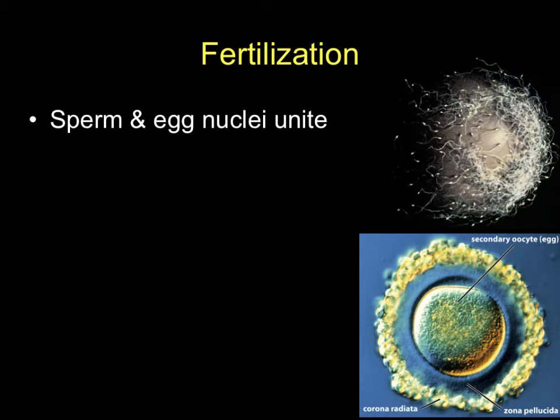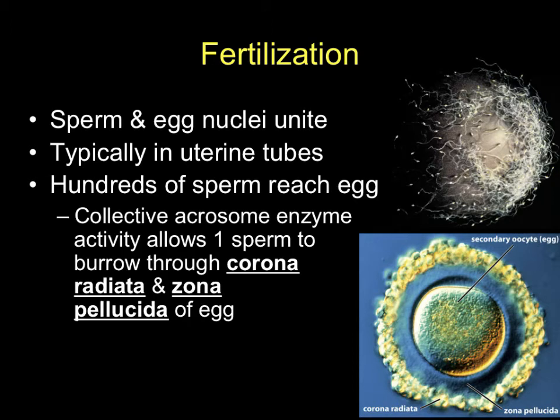So with fertilization, what we're going to see is now the actual union of the sperm and egg cell nuclei. This, like we've talked about before, typically occurs in the uterine tubes, or the fallopian tubes. It doesn't occur anywhere else, and if it does, there's typically something that's not right, or the pregnancy is not going to move forward if it does occur that way.